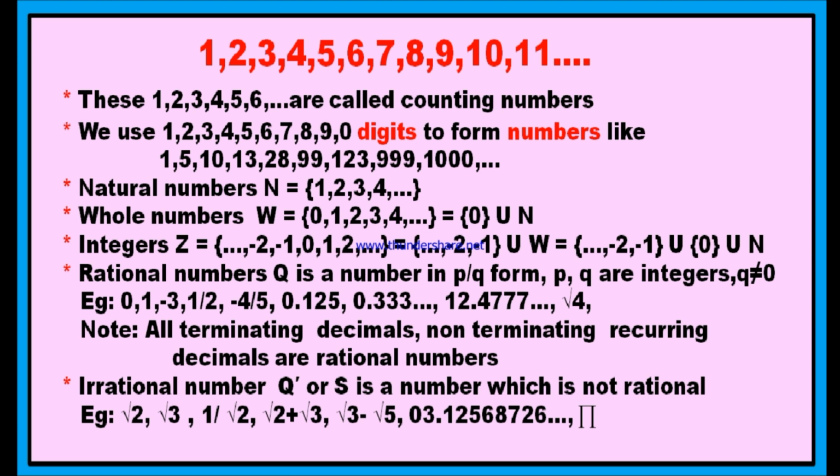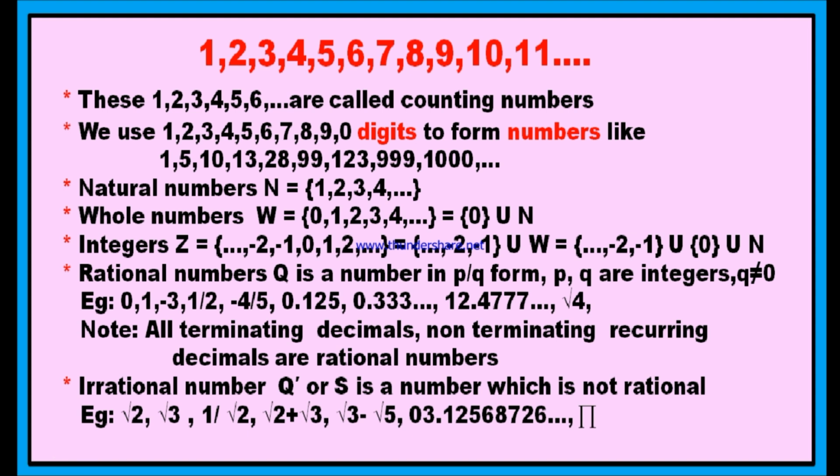Root 2, if you find the square root of 2, you will get a non-terminating and non-recurring number. And root 3 is also a non-terminating decimal. 1 by root 2, root 2 plus root 3, and root 3 minus root 5 are the same. 3.125682726 and so on. Here, if you look at this decimal number, it is non-terminating, it has no end, and at the same time, nothing is repeating. It is not a recurring number, and it is not a terminating decimal. This type of decimal numbers are called irrational numbers. And again, pi is also an irrational number.